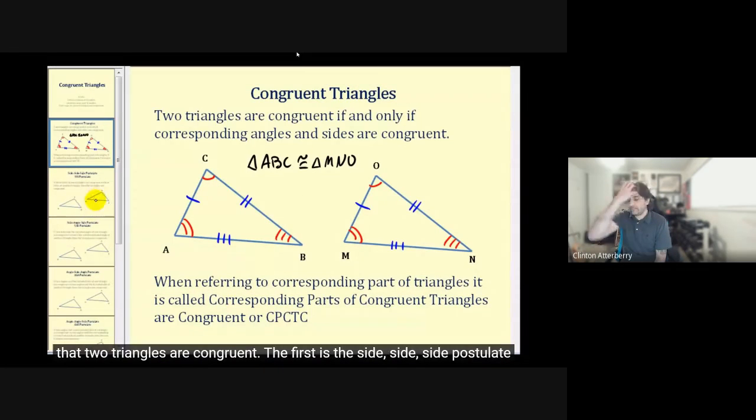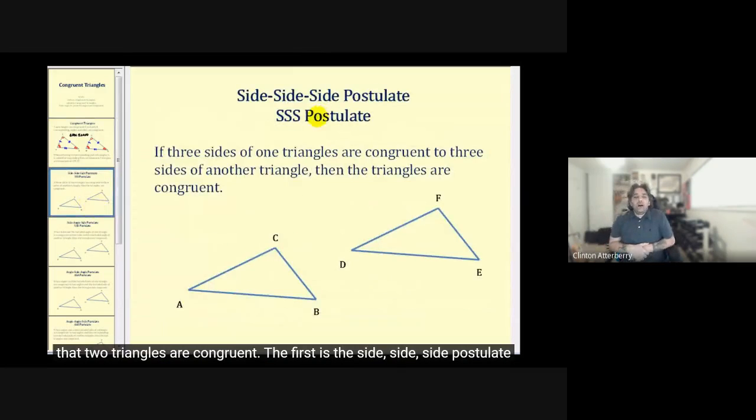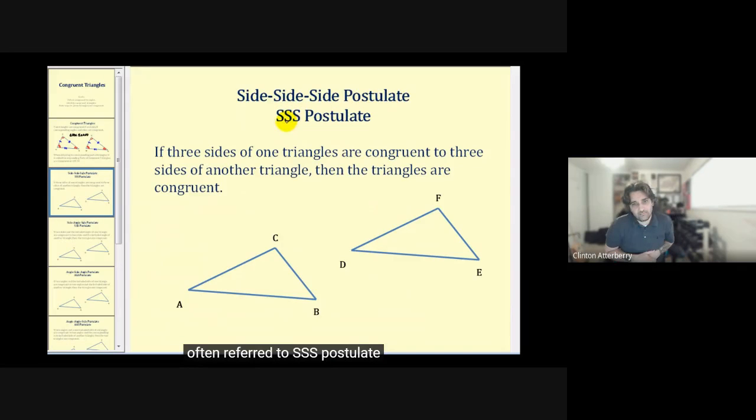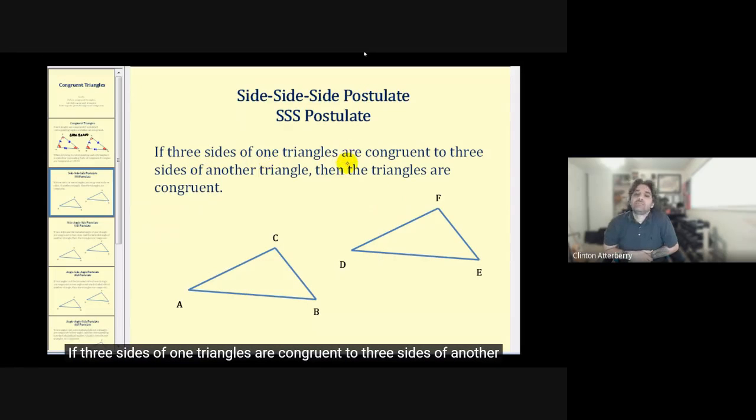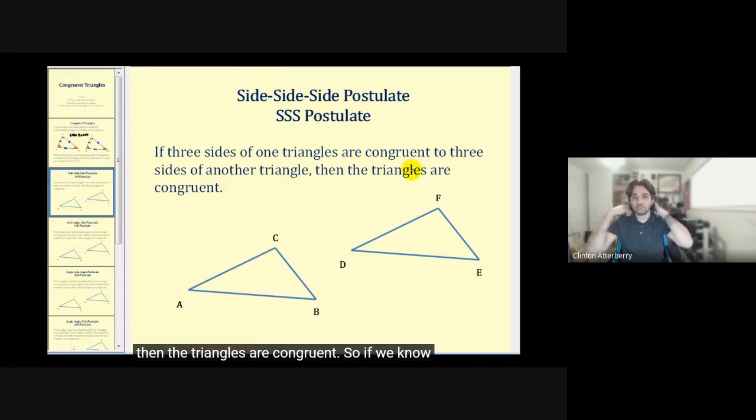There are different ways to prove that two triangles are congruent. The first is the side-side-side postulate, often referred to as the SSS postulate. If three sides of one triangle are congruent to three sides of another triangle, then the triangles are congruent.